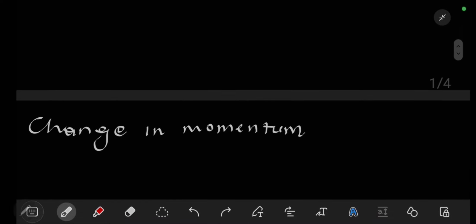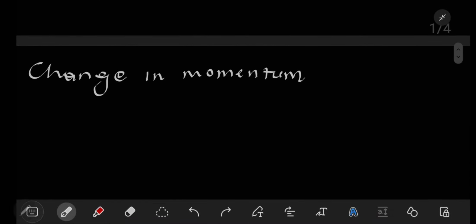So our second concept is changing momentum. Remember, we're still talking about objects that are in motion. When an object's velocity changes in magnitude or direction, its momentum will also change. Let's assume the object does not break during a collision.